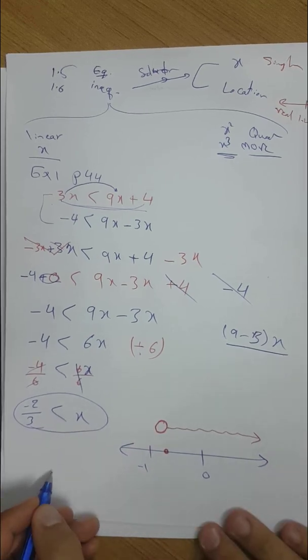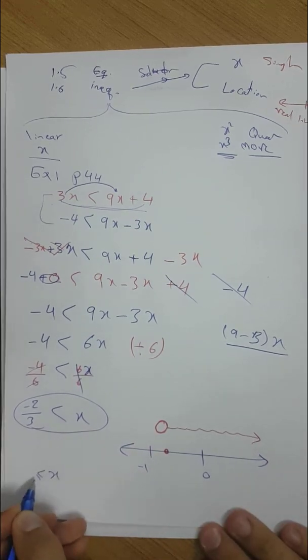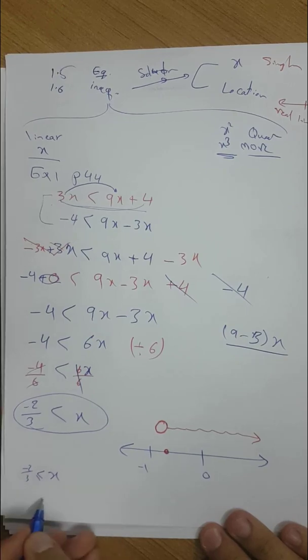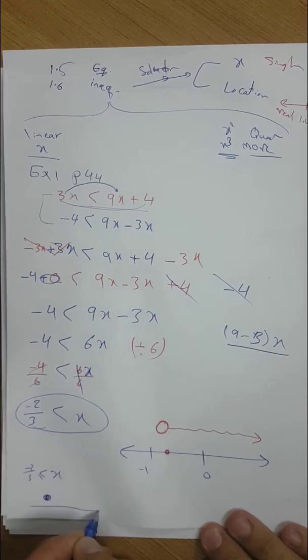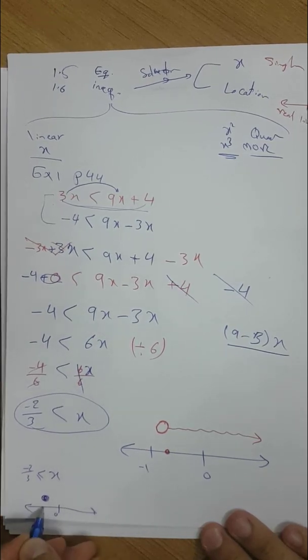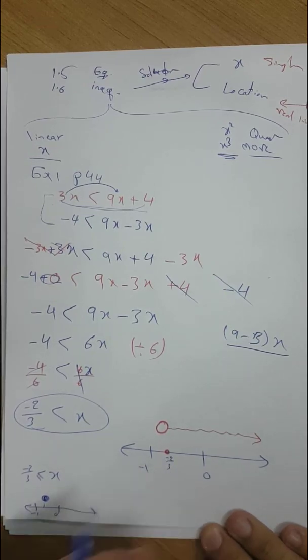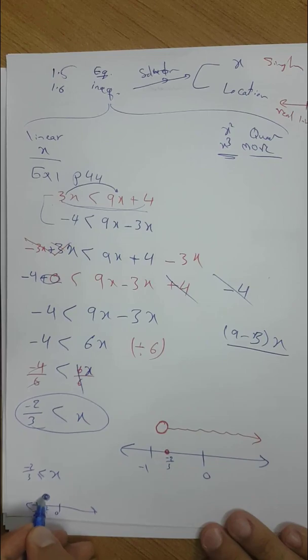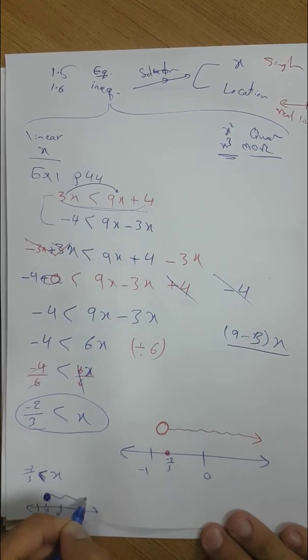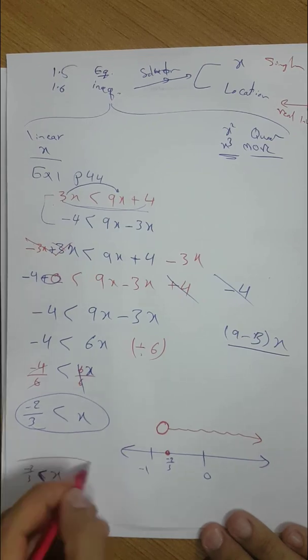In case you have x, for example, greater than or equal to minus 2 over 3, we will mention the location like that. Here's minus 2 over 3, so I'll mark minus 2 over 3 and we will fill the gap. Why? Because I have an equality. That's why. Okay? This is just a note.